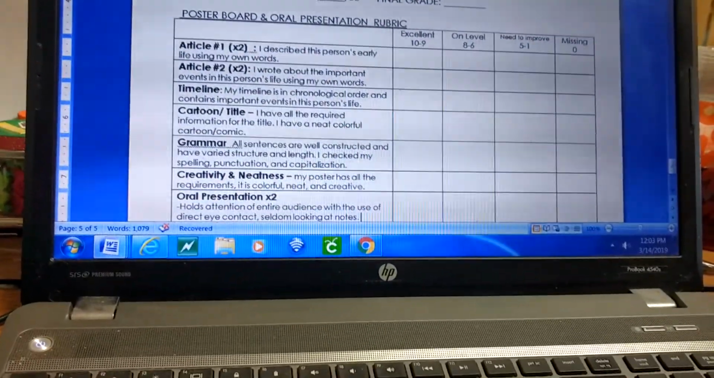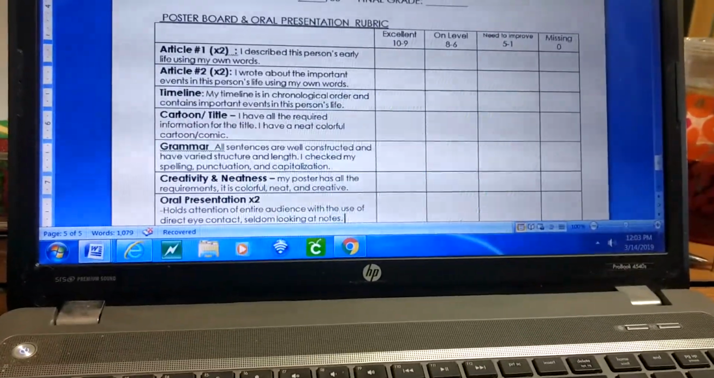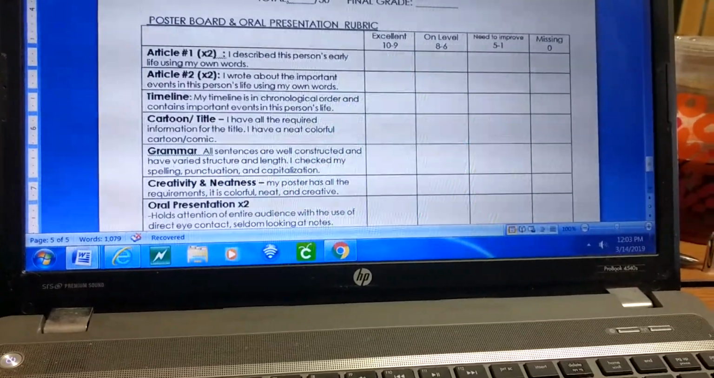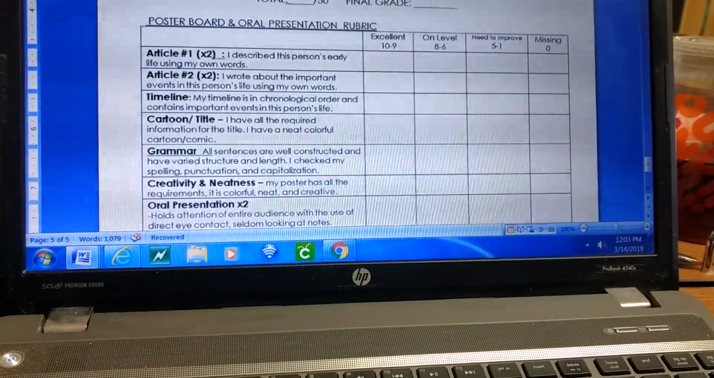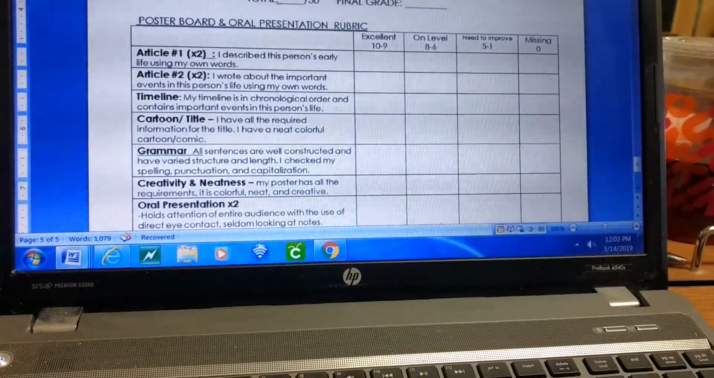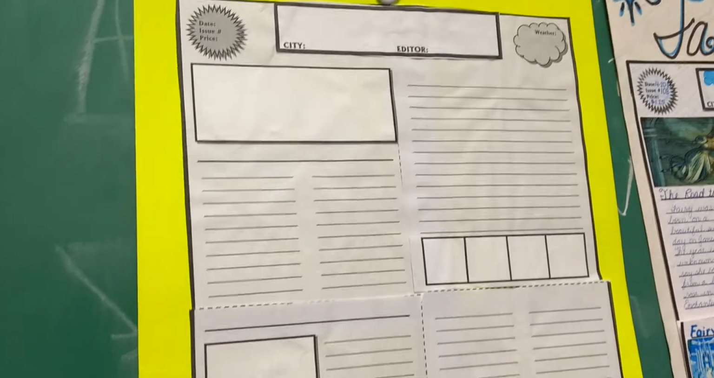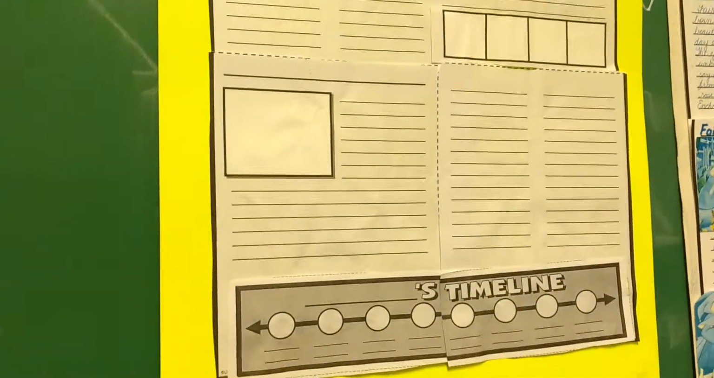All right, so for their newspaper parts, so right here, they have a poster board. It's going to look like a newspaper. Okay, it should have Article 1, which describes the person's early life. Article 2 describes what they did that was important to our world. And should be a timeline, a cartoon of some sort, and a title. So I'm going to give them everything they need to create this. So this is where all this information is going to go.